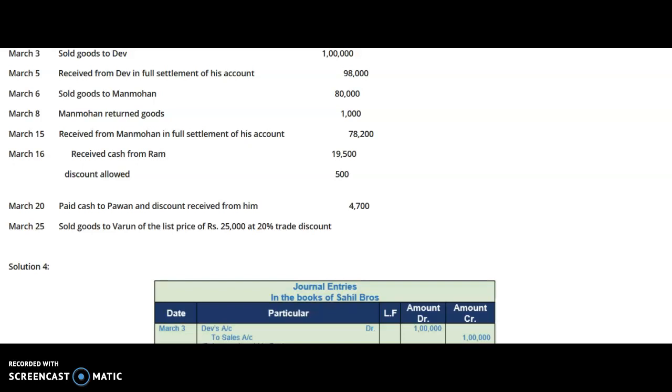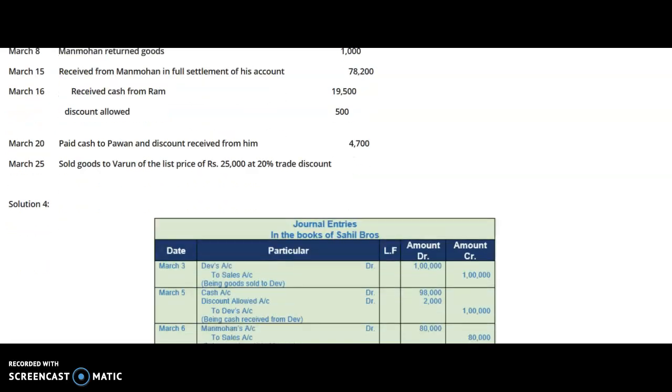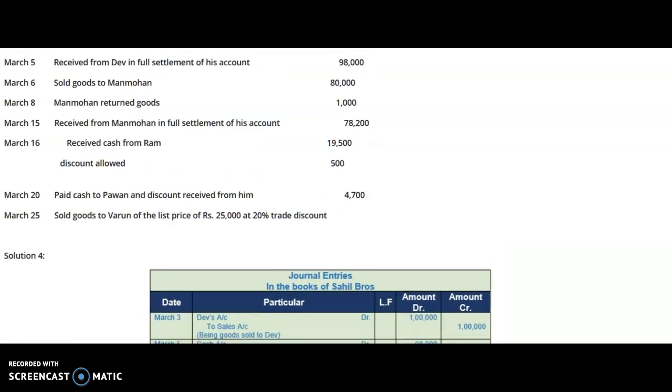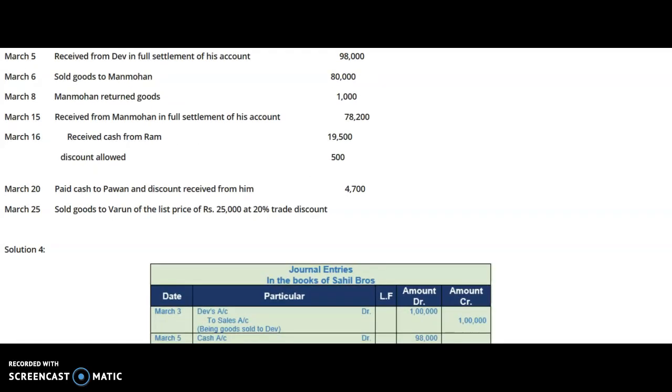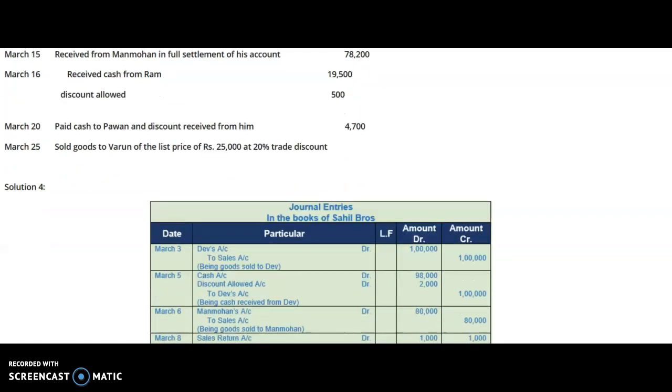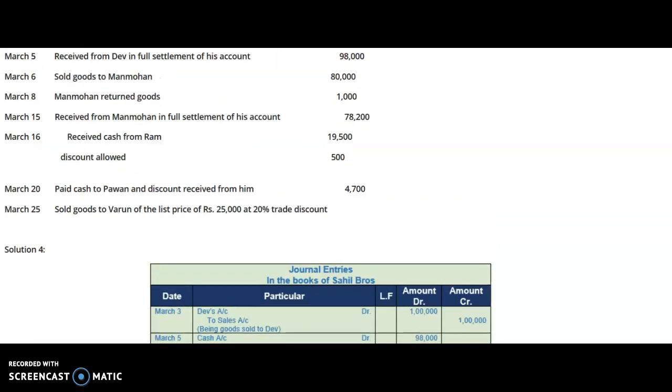So the entry will be: cash account debit, discount allowed account debit as a loss, to Dev with rupees 1 lakh. Here the cash account will be debited with rupees 98,000, the actual amount of cash received. Discount is our loss, which we debit as a nominal account, and to Dev, from whom the amount has been received and the account settled, rupees 1 lakh. So Dev should be given a credit of rupees 1 lakh. This way we will record entries where more than two accounts are involved.